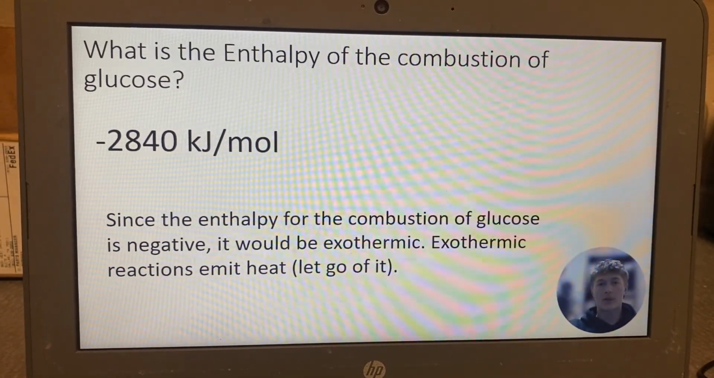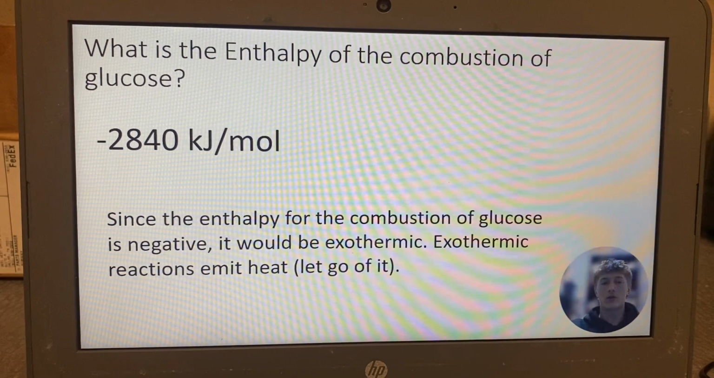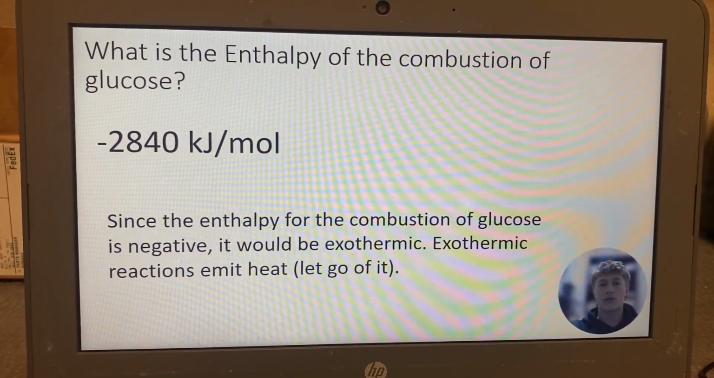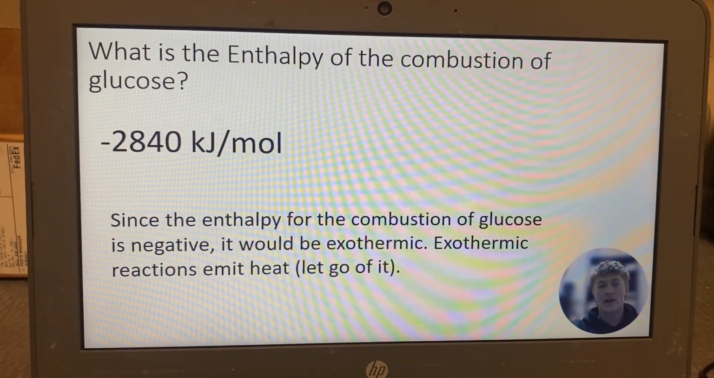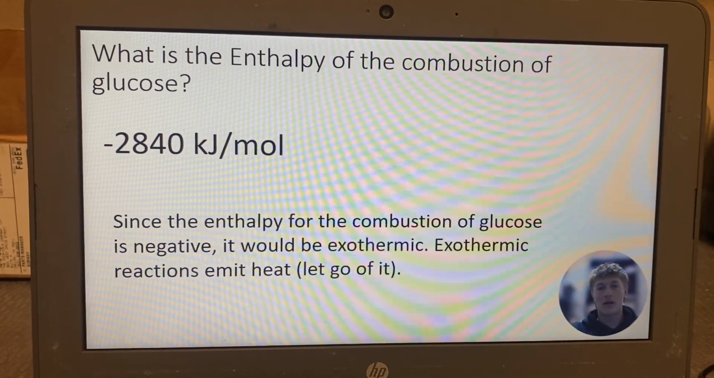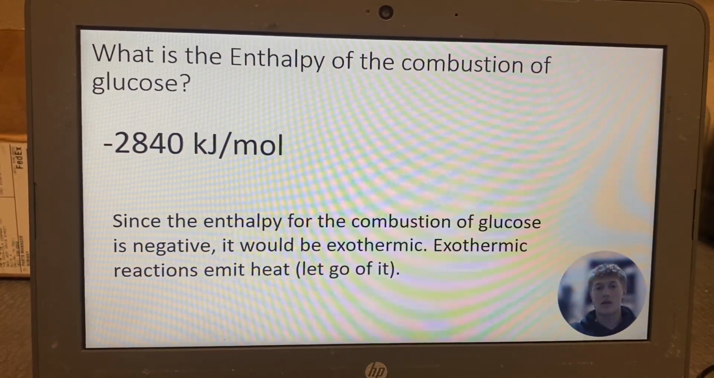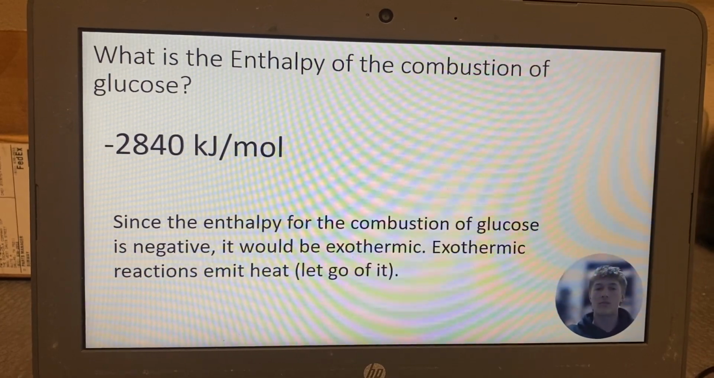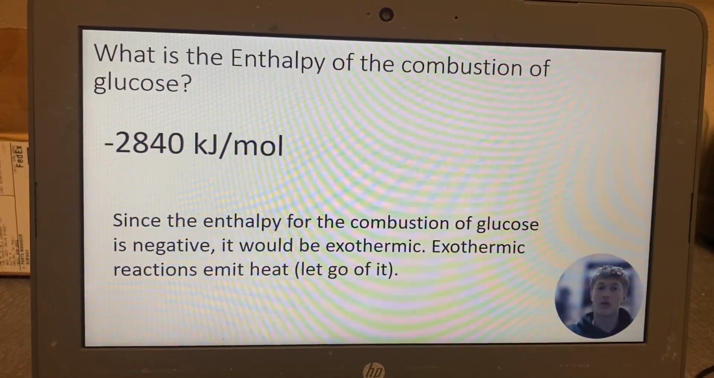So I figured out that the enthalpy for the combustion of glucose is negative 2,840 kilojoules per mole. And since this is a negative number, it means it's exothermic, and by this being exothermic, it means it emits heat or it lets go of heat.